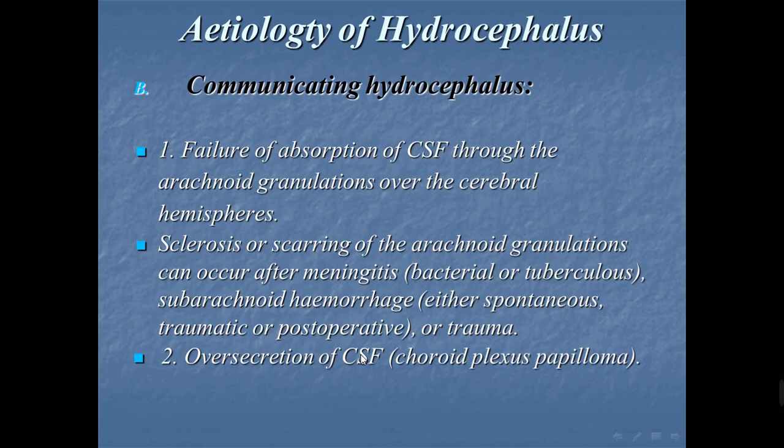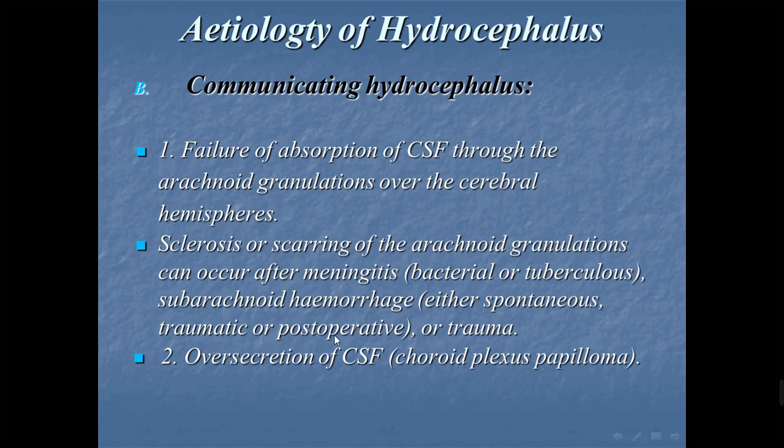Now, the etiology of communicating hydrocephalus. In communicating hydrocephalus, there is failure of absorption of CSF through the arachnoid granulations. Yes, there is obstruction, but where is the site of obstruction? It is distal, at the site of the arachnoid villi, so they will not be able to absorb CSF. For example, failure of absorption of CSF through the arachnoid granulations over the cerebral hemispheres. Sclerosis or scarring of the arachnoid granulations can occur after meningitis, for example. Bacterial or tuberculous meningitis will result in fibrosis or scarring of the arachnoid villi, and they will not be able to absorb CSF.